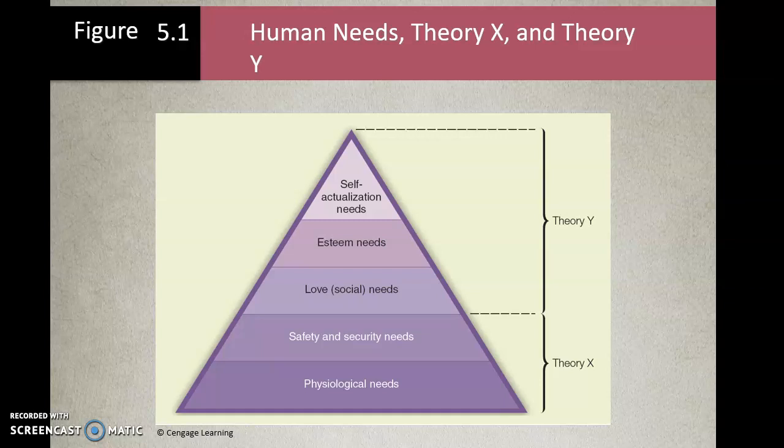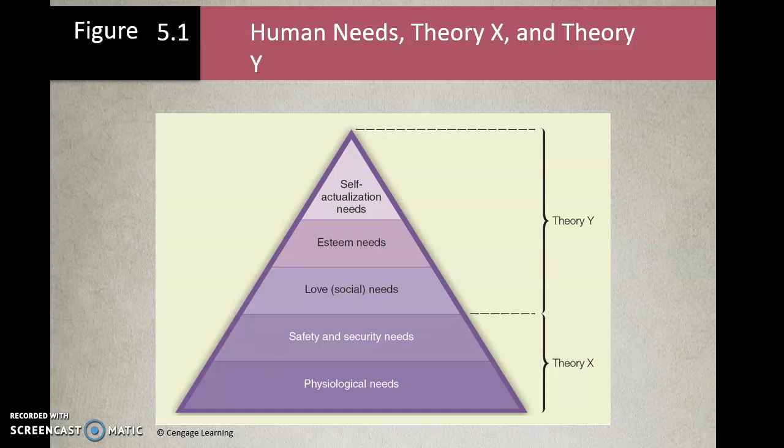Then the next one is social needs, or love, that we all need. That's affection, a sense of belonging. Friendship falls into that. Acceptance with our peers. And once that's met, then esteem. We have an internal esteem where it's self-respect and achievement. External will be your status, recognition, also attention.